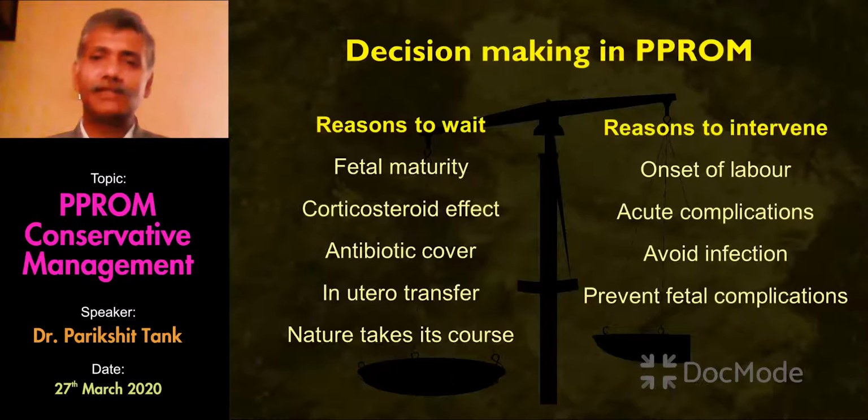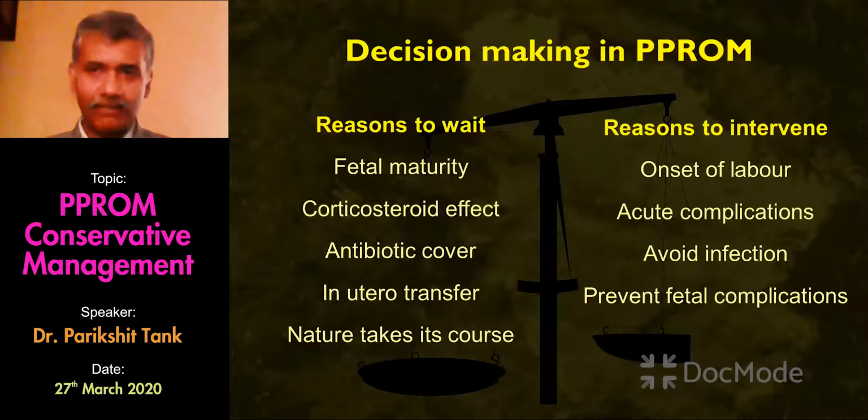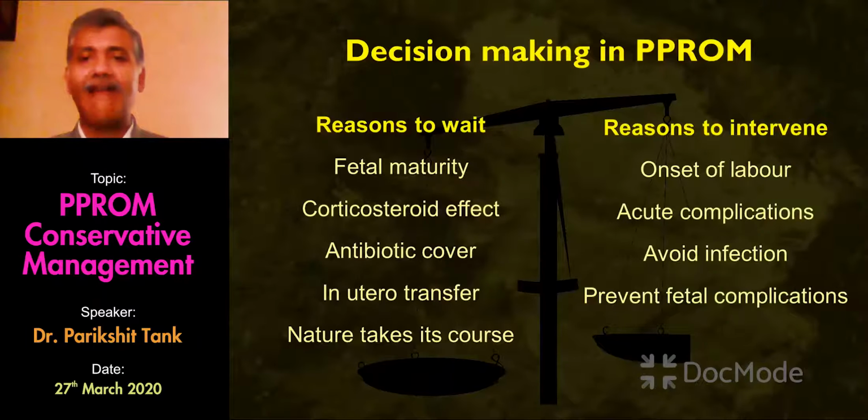What would be the reasons to intervene early? If labor has started and it cannot be stopped, if there are acute complications either to the mother or the fetus, which I alluded to earlier, maternal in terms of sepsis, antepartum hemorrhage, and for the fetus in terms of cord compression or abnormal fetal well-being tests. One would also like to intervene if there is a suspicion of infection, or one would like to avoid infection by an early intervention and prevent fetal complications, which can also occur when one is in a conservative approach.